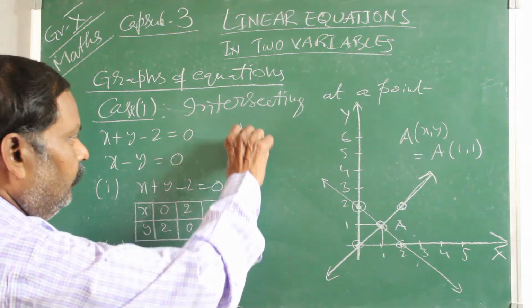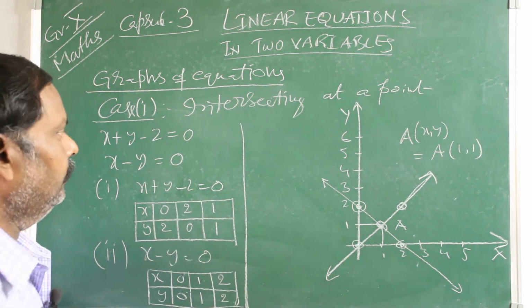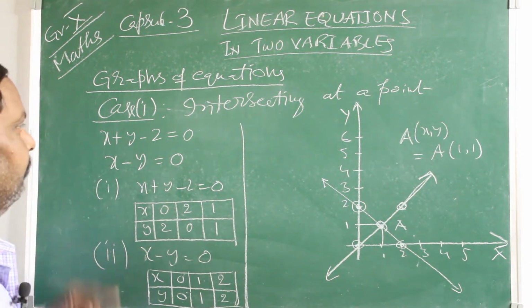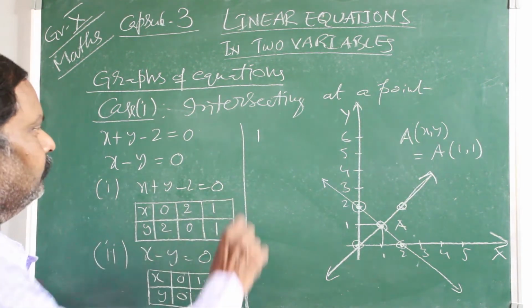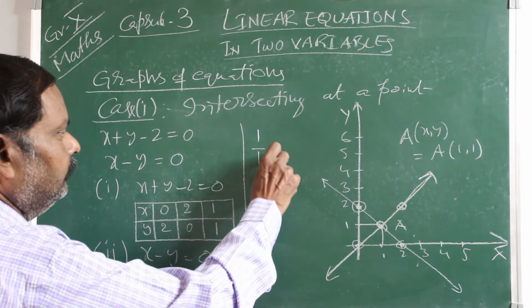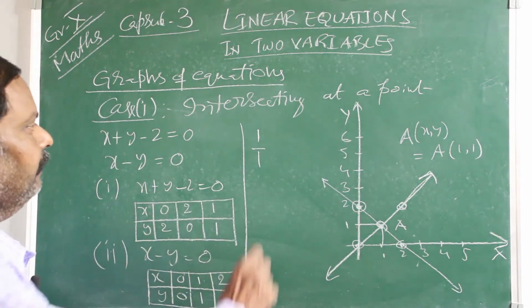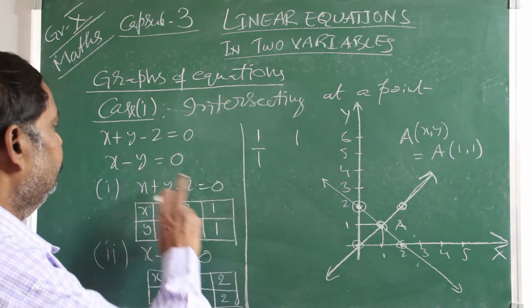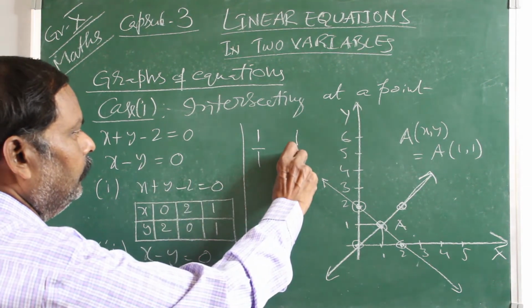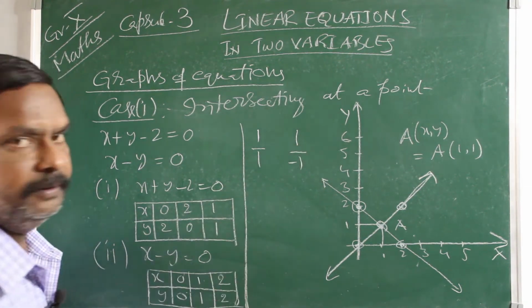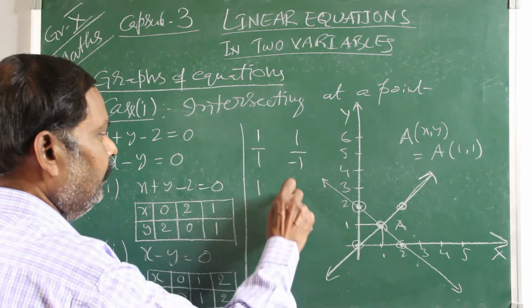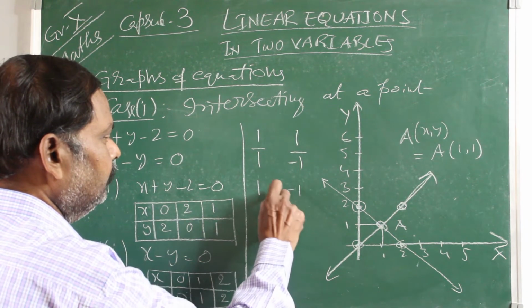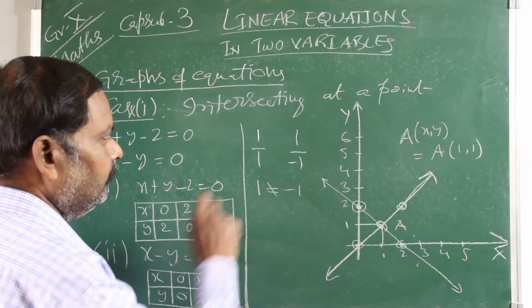And here the coefficient of x is 1, the coefficient of this x is also 1. Here the coefficient of y is 1, and here the coefficient of y is minus 1. 1 by 1 is 1, 1 by minus 1 is minus 1. And these two are not equal.